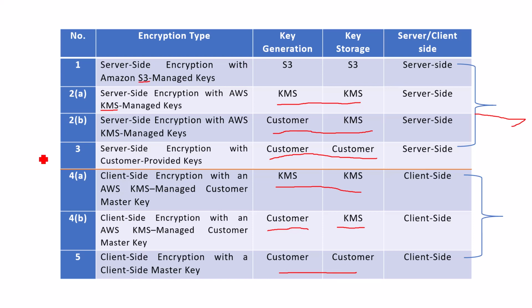So here in the third point and the last point, we are talking about the customer and the client. The difference is only that here the encryption is done on the server side, and in the fifth point it is done on the client side.